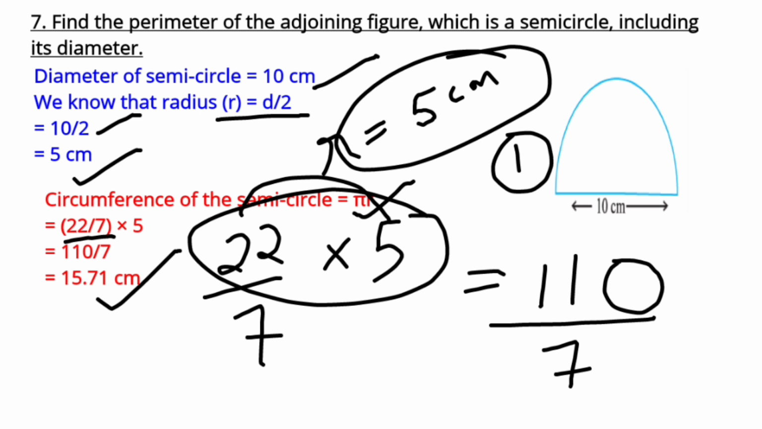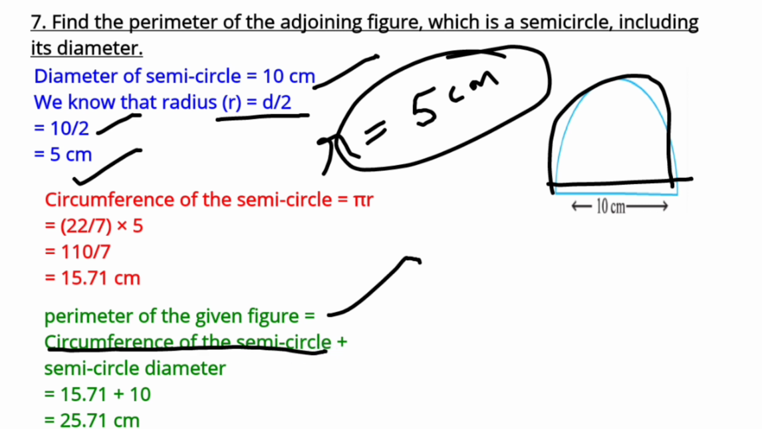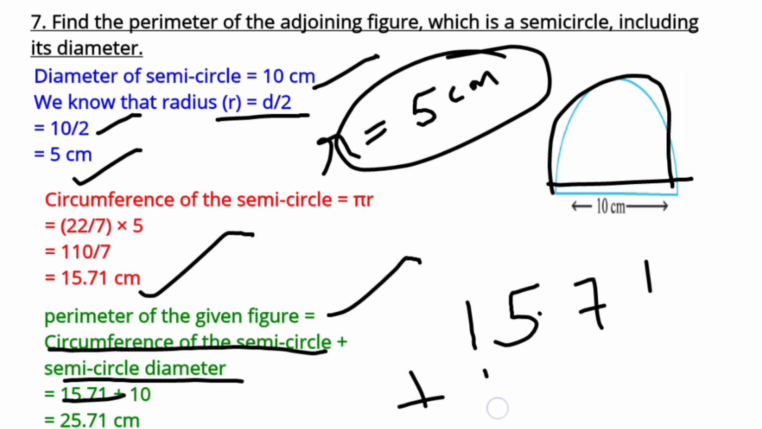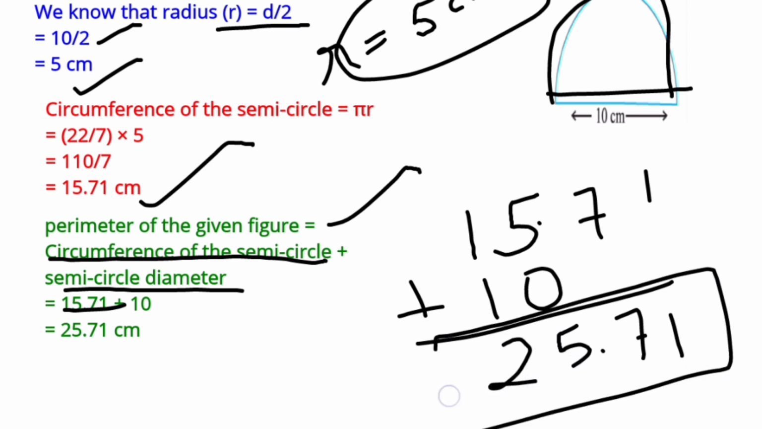of this given figure. But the question is asking you to find the perimeter including its diameter, which means now you have to add the diameter to the circumference. So the perimeter of the given figure is equal to circumference plus diameter. I have written circumference of semicircle plus diameter of semicircle. The circumference we calculated just now, 15.71. Diameter is given to us, 10. So we'll add it. 1 plus 0 is 1, 7 plus 0 is 7, 5 plus 1, 6... so 25.71 centimeters is the perimeter of this given figure.